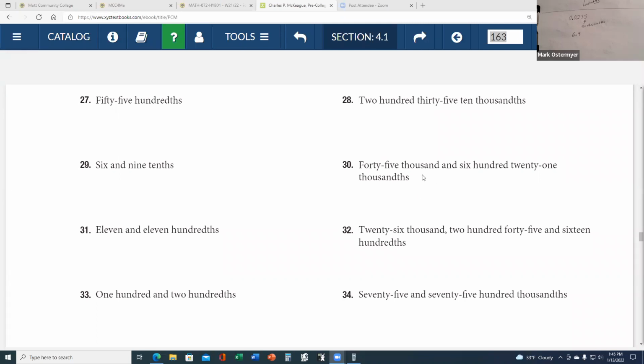45,000 and, remember, and represented the what? What did and represent? The decimal point? Yes. Okay, so 45,000 and 621 thousandths. See if you can write that as a decimal. 45,000 and 621 thousandths. How would you write that as a decimal?